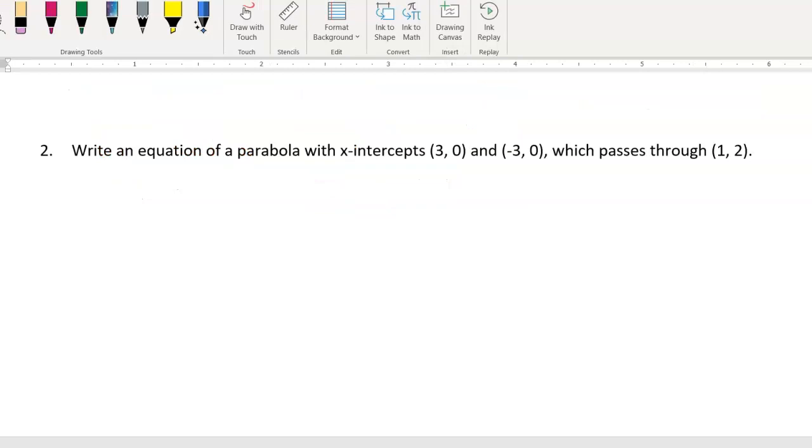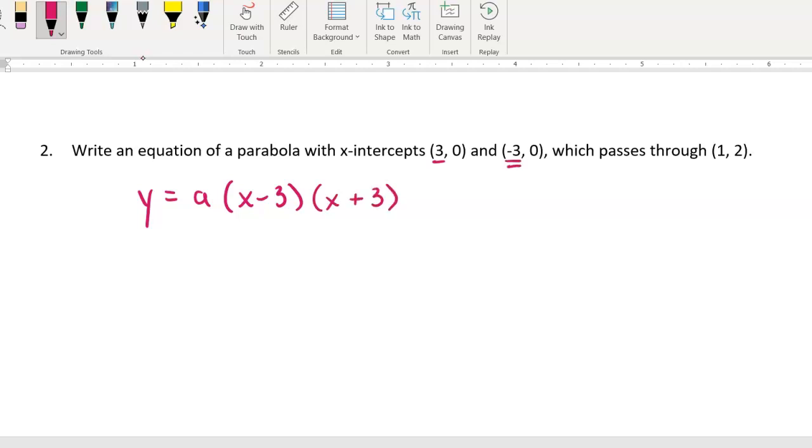So the first step is we're going to get it into our factored form with everything except for a. So we would have y equals a times x minus each of our x-intercepts. So x minus 3 would be the first one. And then the second one would be x minus -3, which would become x plus 3. So that would be our second one there. So make sure that you recognize that I did take the opposite of each of those, okay? So I know they're both 3 and -3, so it looks a little weird, but I don't want that to confuse you.